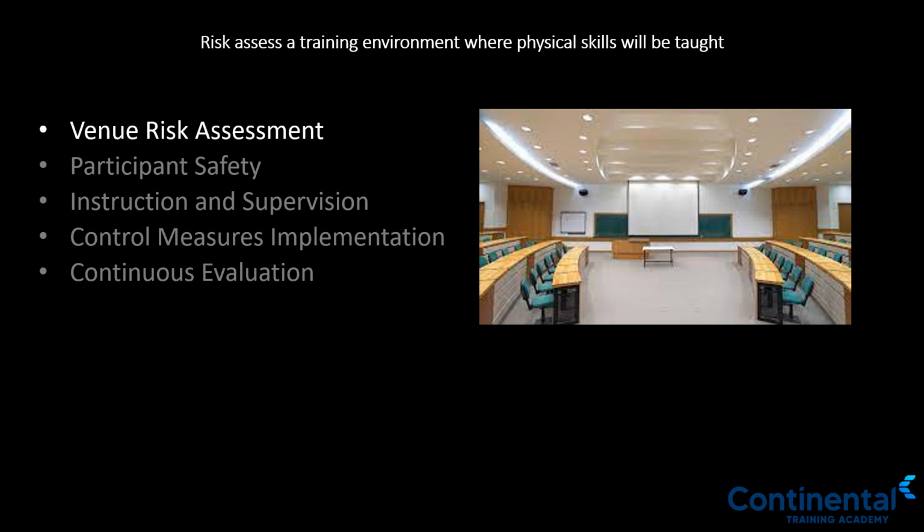We'll start with the venue risk assessment. First, you need to look at where you're training. Look for hazards, look at the space, look at the layout, ensuring that the training area has enough space for participants to safely practice SIA approved physical intervention techniques, avoiding the risks of collision or injury. If you've got a smaller space, then you would need to get individuals to sit out and take turns. Ideally, you need a larger area.